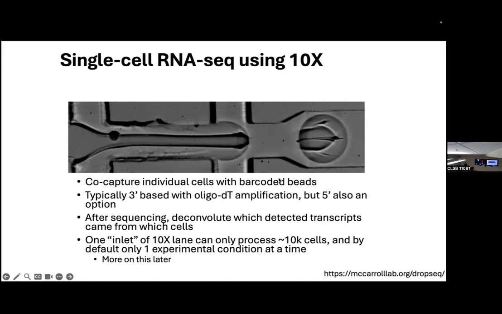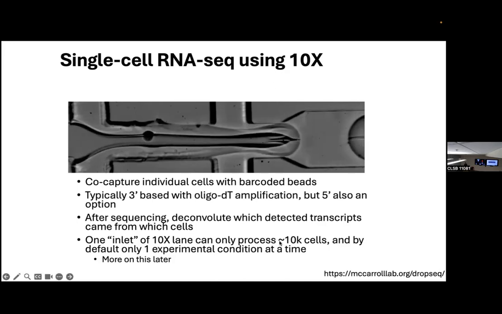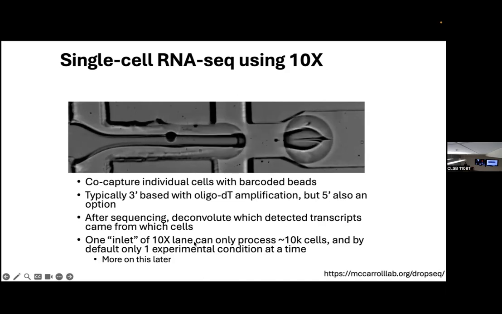The 10x machine has a few inlets. These are kind of like lanes, and each one can process about 10,000 cells at a time. But by default, only one experimental condition can be processed at a time. So I'll talk about some implications of this a little bit later.